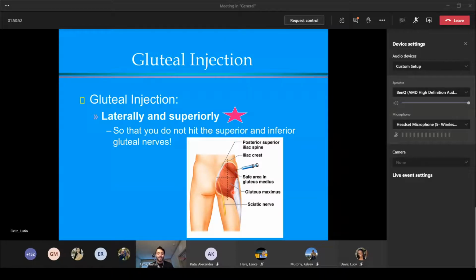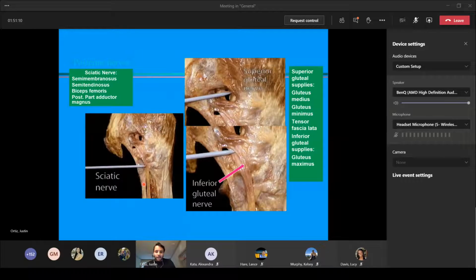Obviously, the last thing you want is a gluteal injection puncturing your sciatic nerve or your superior gluteal nerve. That's what you don't want. So remember, laterally and superior. I would note that. That's why I bolded that. Where would you want to put a gluteal injection? On the lateral side and the superior side. Okay.